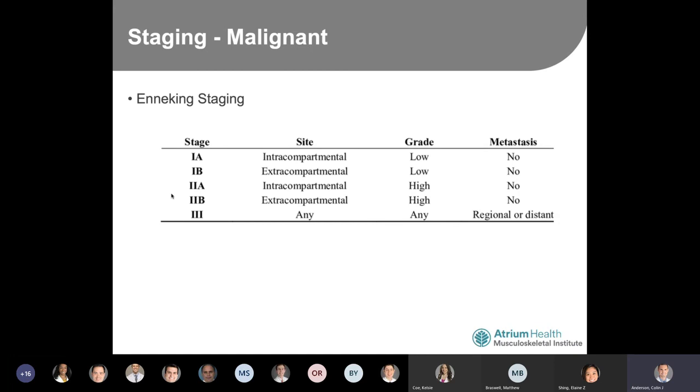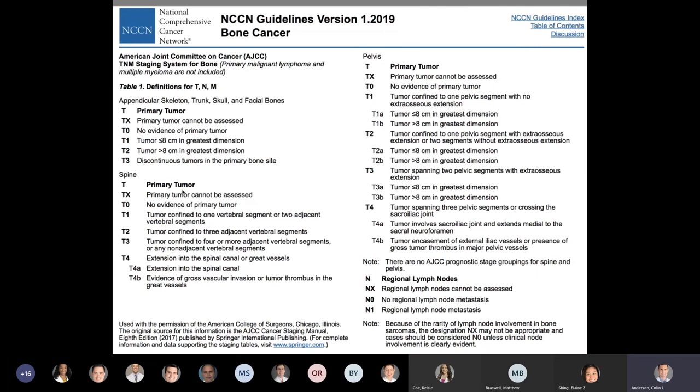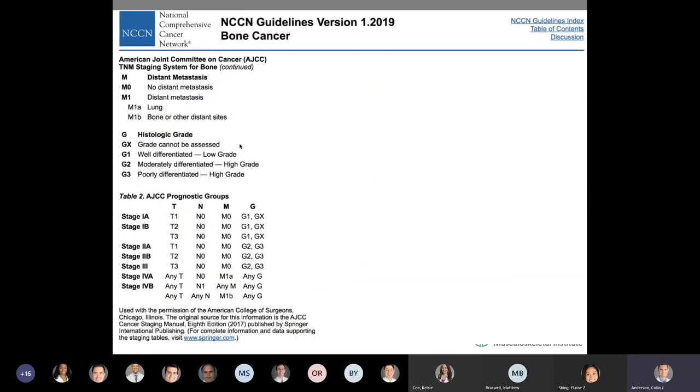And then our malignant staging, you've probably seen this before. I can let you review this. The Enneking staging divided lesions up into intracompartmental, extracompartmental, low grade, high grade, and if there's any metastasis. From that, you can get your 1A, 1B, 2A, 2B, and 3. Most of our primary bone tumors present as 2B. And then AJCC staging for soft tissue sarcoma and bone sarcoma. I can let you review these tables on your own. But this is the staging that we typically use and discuss in our bone and soft tissue tumor group conference.